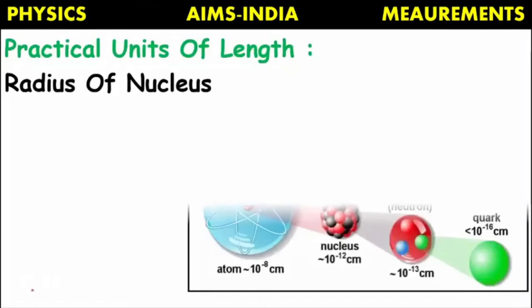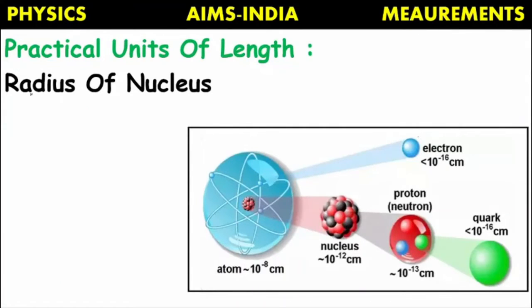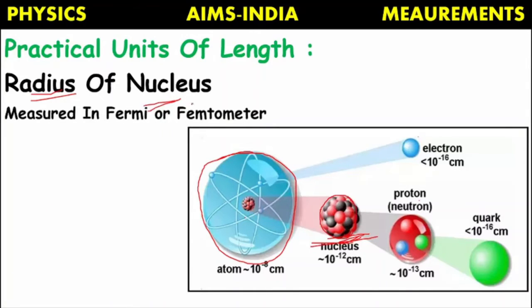Next, third one. Suppose we want to measure the radius of nucleus. We know about atom. Inside the atom, we will have nucleus. Inside the nucleus, we will have protons and neutrons. Inside the protons and neutrons, we will have subatomic particles like quarks. If I want to measure the radius of nucleus, then it will be measured in Fermi or femtometer.